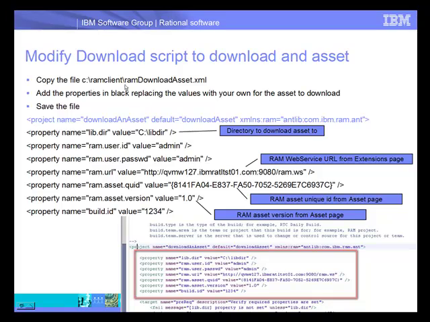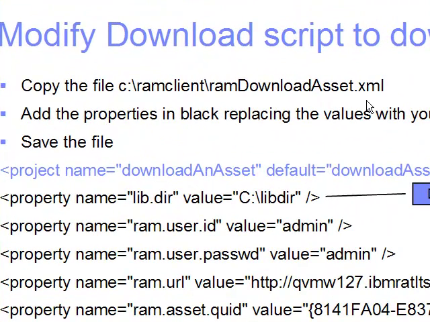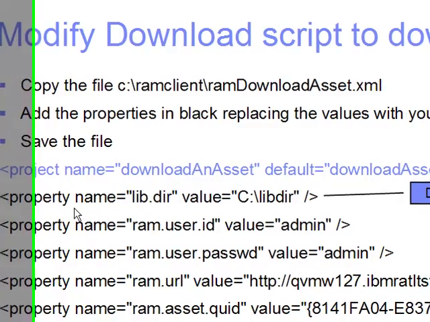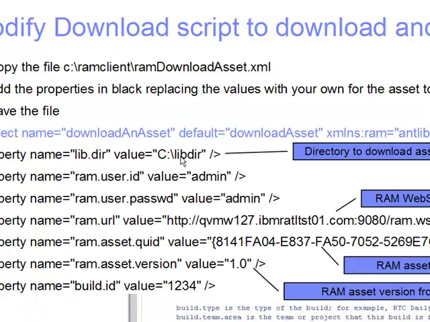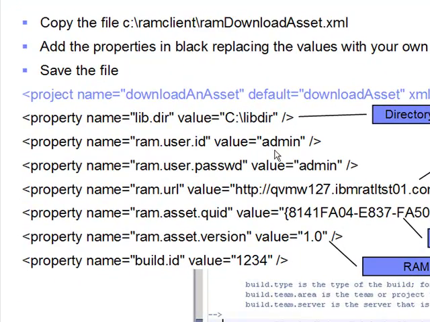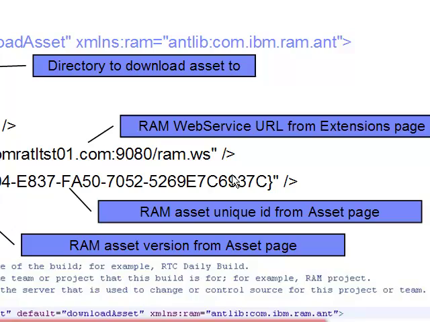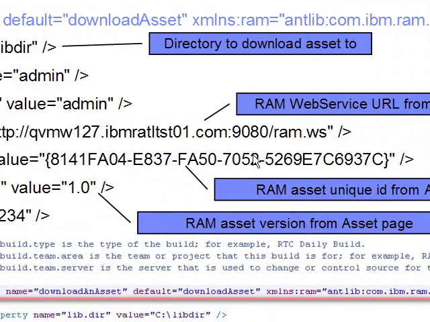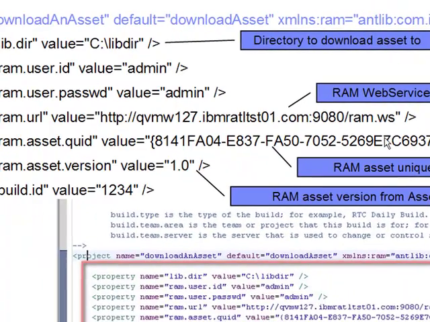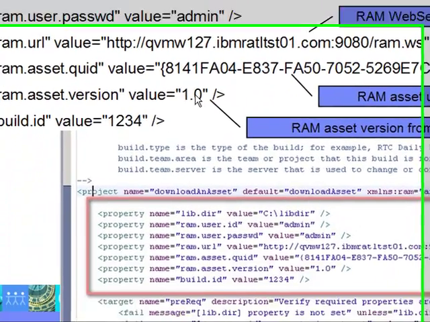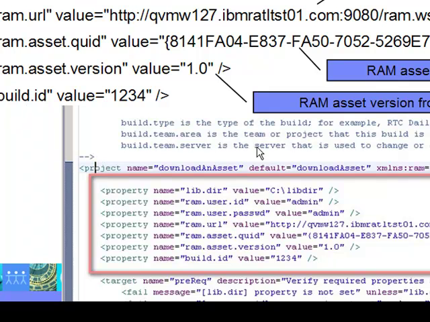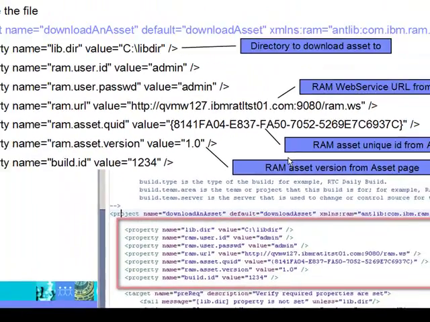To do that, what you want to do is modify the ram.download.asset.xml file, and then you want to specify the directory to where to download the asset to. So in this case it's c:/libdir. You want to specify the user ID and password for the person who has rights to download that asset. You want to specify the RAM URL, which is the web server URL, and I can show you how you get that. You also specify the unique identifier for that asset, which is from the asset details page, as well as the version of the asset. And then you can also specify the build value. So if we take a look real quick at this script, I'll actually give you a demonstration of this.